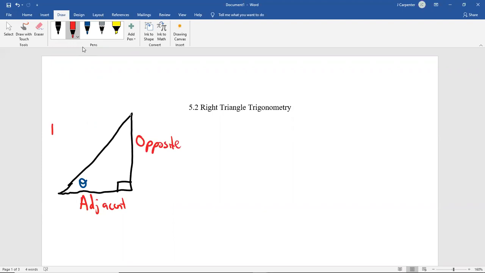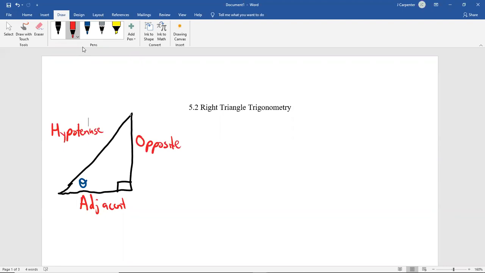We call it the hypotenuse. So the slanted side in this position, specifically the one opposite the 90-degree angle. So when you're dealing with a right triangle, the side that is opposite the right angle is what we call the hypotenuse. So opposite, adjacent, and hypotenuse.